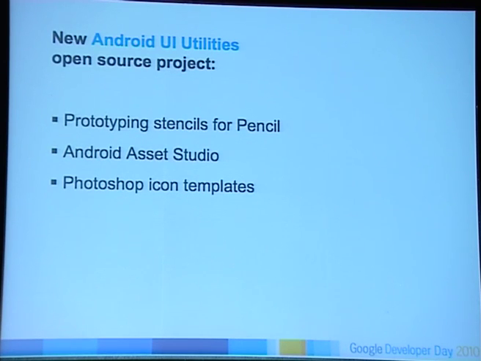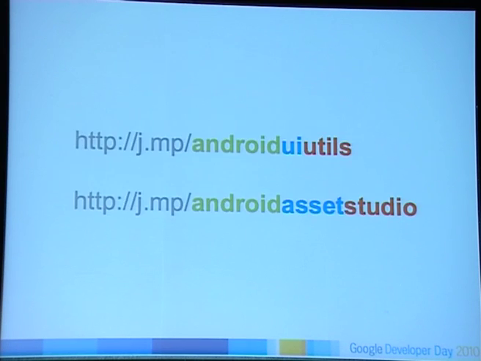Next, we have the Android Asset Studio. For those of you that don't actually have graphic design resources, what this will let you do is really quickly throw together icons that are, first of all, consistent with the platform and that look pretty good. And then last, if you are a designer, we have some Photoshop icon templates available. These are all available at this URL, jump/Android UI utils.